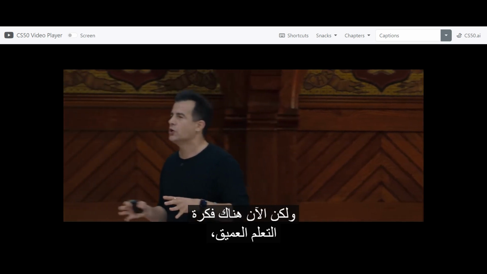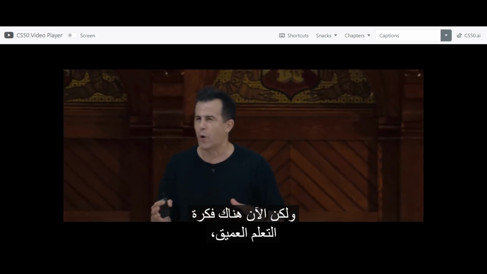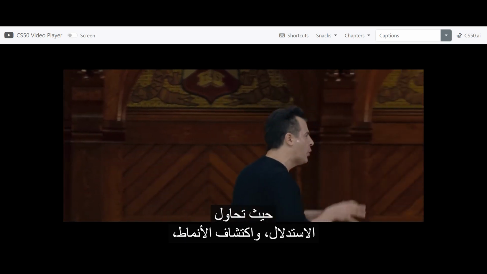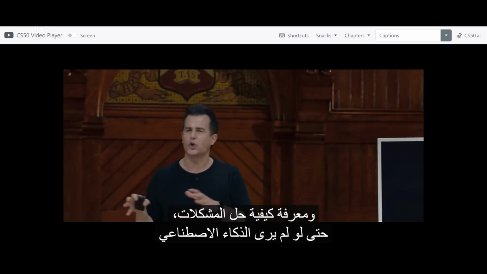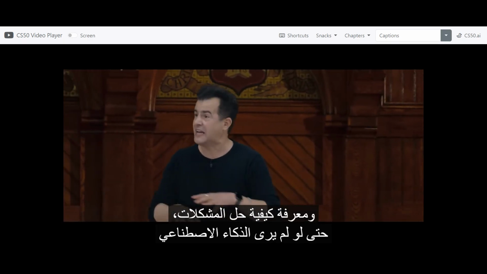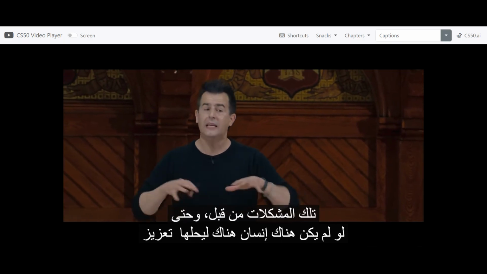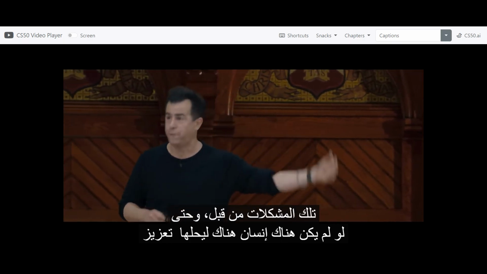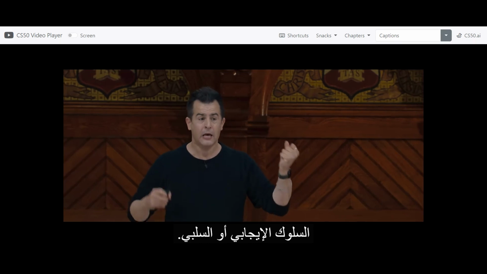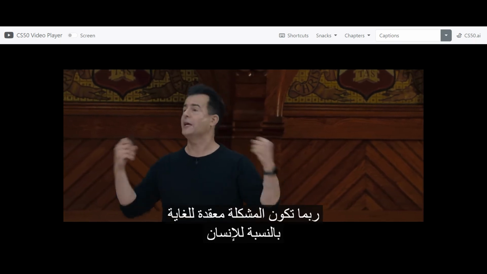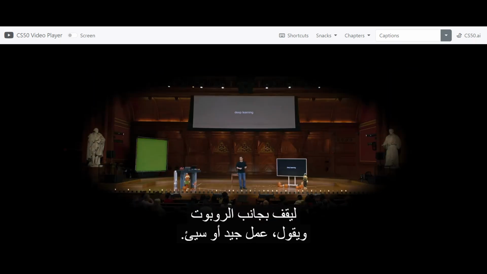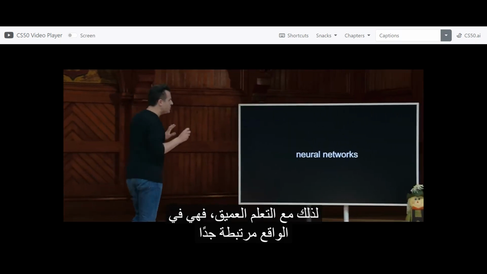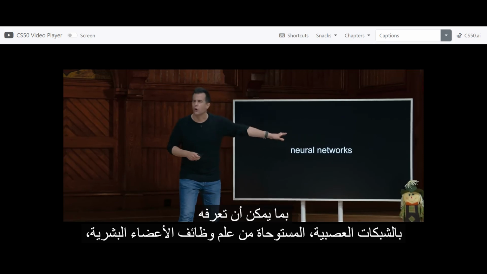But now there's this notion all the more of deep learning, whereby you're trying to infer, to detect patterns, figure out how to solve problems, even if the AI has never seen those problems before, and even if there's no human there to reinforce positively or negatively behavior. Maybe it's just too complex of a problem for a human to stand alongside the robot and say good or bad job.